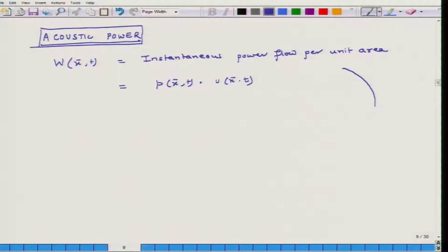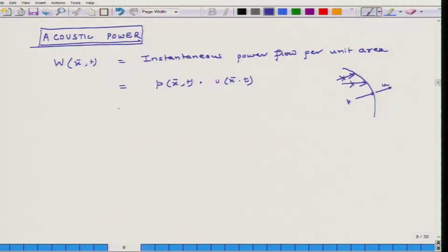Pressure is not going to act like this, or like this. It will always act normal to a surface. So, pressure will always act normal to this, and what I am interested in is the velocity of the fluid particle in this direction. So, this is the direction of pressure, and this is my u. Pressure corresponds to force per unit area and u is the velocity. When I multiply force times velocity I get power, and when I multiply pressure, which is force per unit area, times velocity, I get power per unit area which is getting transmitted.